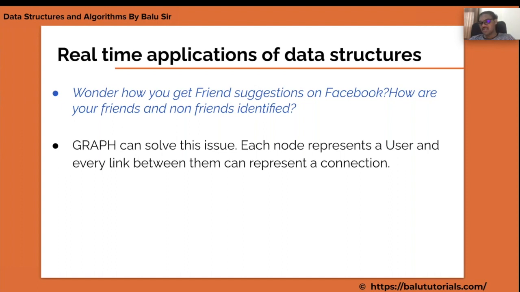Each node represents a user and every link between them can represent a connection. Let's say from my account to your account, there is a link that is connected. Then from my side, it will check which are connected to you but not connected to me. So this is going to work on a basic structure like that.